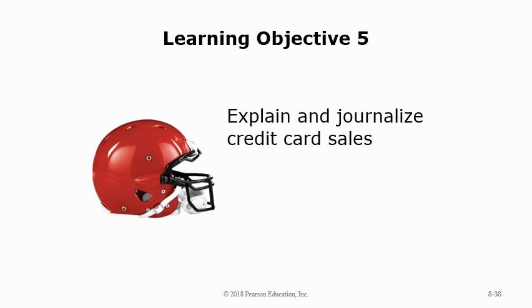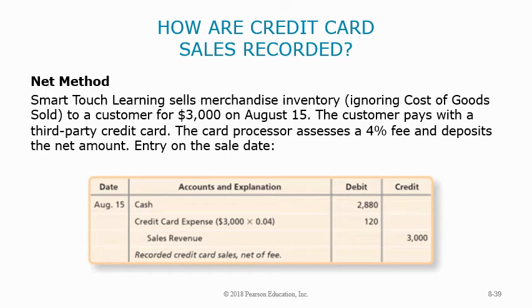So learning objective 5, we are going to explain and journalize credit card sales. There's a couple of different methods to utilize when we are recording credit card sales. So we're going to look at the net method here. Smart Touch Learning sells merchandise inventory, ignoring cost of goods sold in this case. Okay, we will not usually ignore cost of goods sold, but in this case we're going to ignore it just for the sake of this example. To a customer for $3,000 on August 15th. The customer pays with a third-party credit card. The card processor assesses a 4% fee and deposits the net amount. So the entry for this sale is as follows.